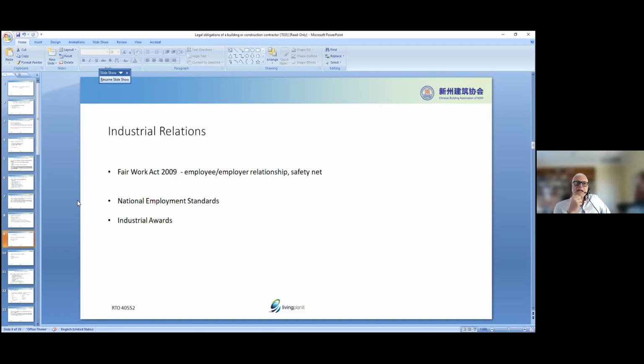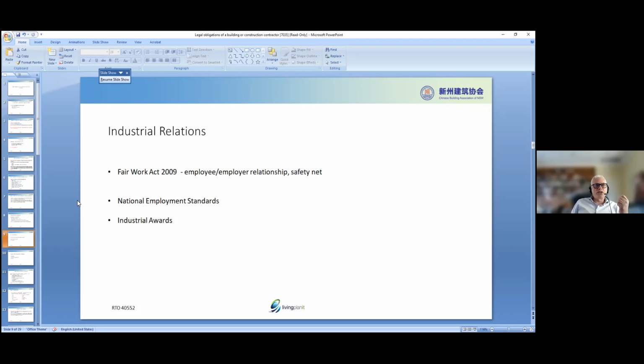All right, the next stage we look at is the industrial relations. And what is industrial relations? It's about the interaction between employer and employee, or these days we call it an employer, a PCBU, person conducting a business or undertaking, PCBU, and the employee is known as a worker. So we have PCBU and worker, or more traditionally, employer and employee.